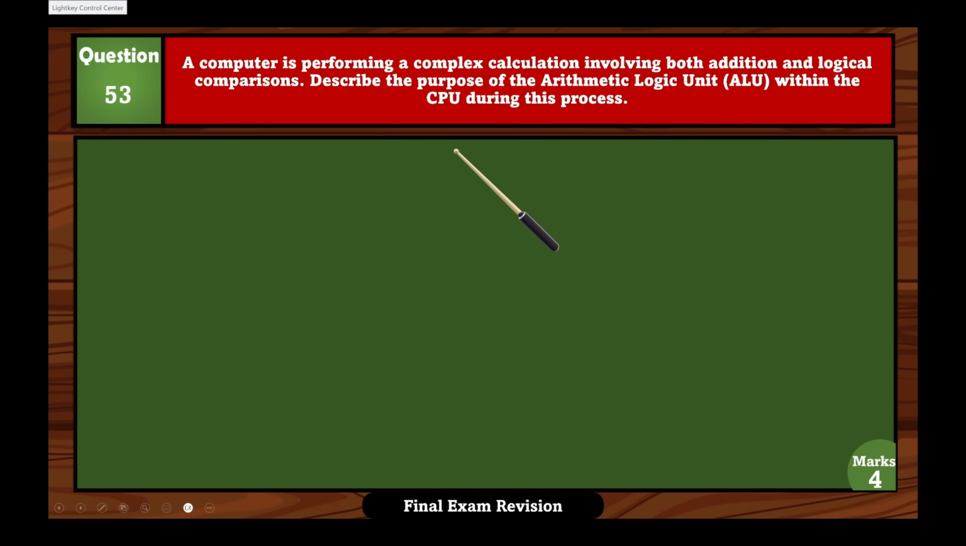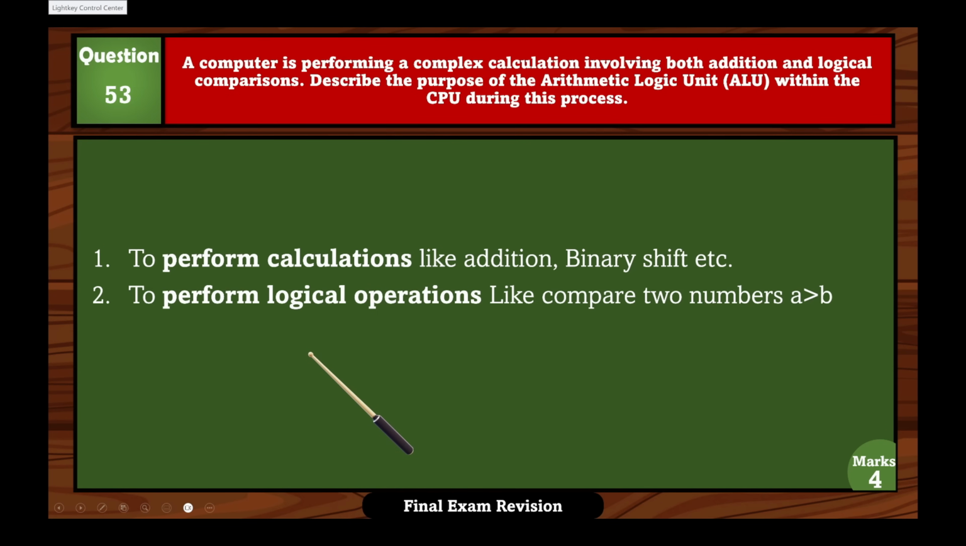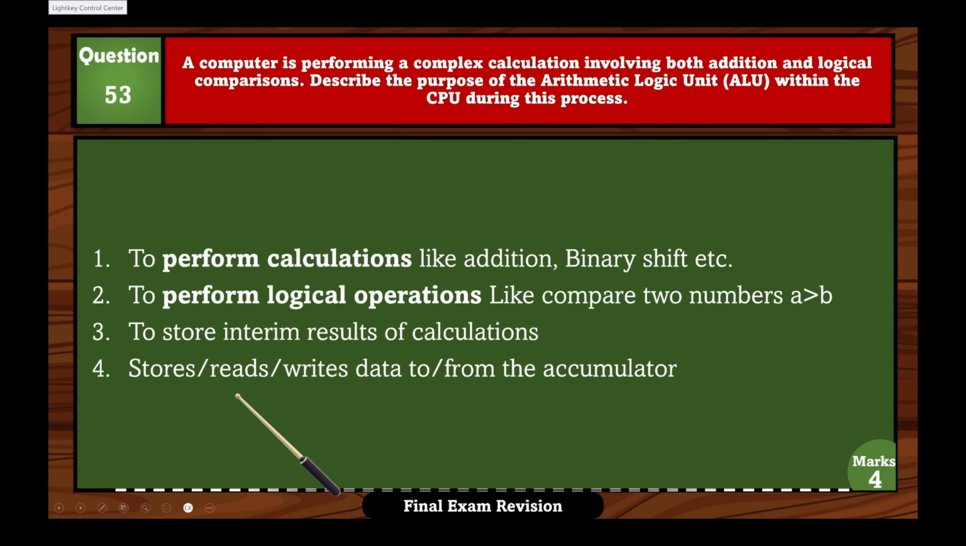Okay, next, question number 53. A computer is performing a complex calculation involving both addition and logical comparison. Describe the purpose of the arithmetic logic unit within the CPU during this process. So the arithmetic logic unit is a component within the CPU that performs calculations like addition, binary shift, etc., performs logical operations like comparing two numbers, for example, comparing whether A is greater than B, and stores the interim result of calculations, and then stores, reads, and writes data from the accumulator.